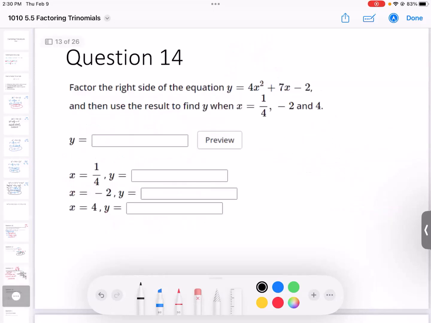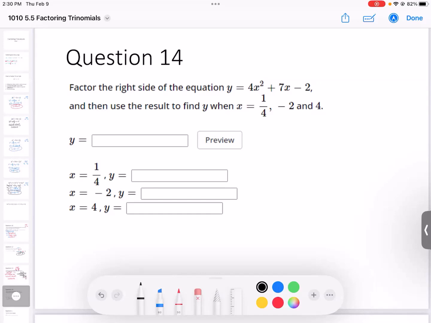And then on question 14, it's not very hard. I just wanted to make sure you guys understand what they're asking. So on question 14, they want you to factor this polynomial and rewrite the equation. So in this case, we're not working with just a single polynomial. We're working with an entire equation where y equals a polynomial. And so you'll factor the polynomial and rewrite the equation in factored form.